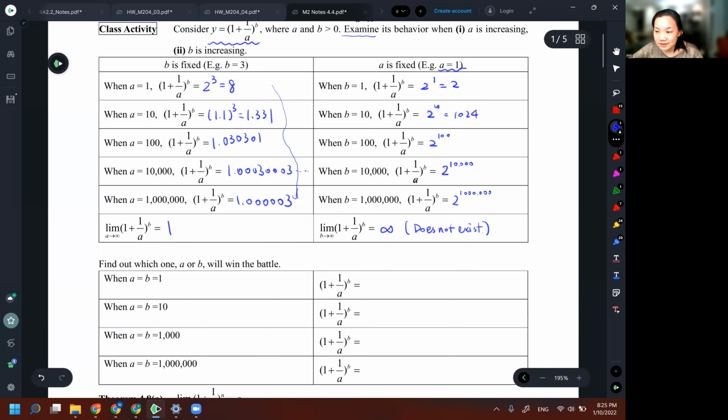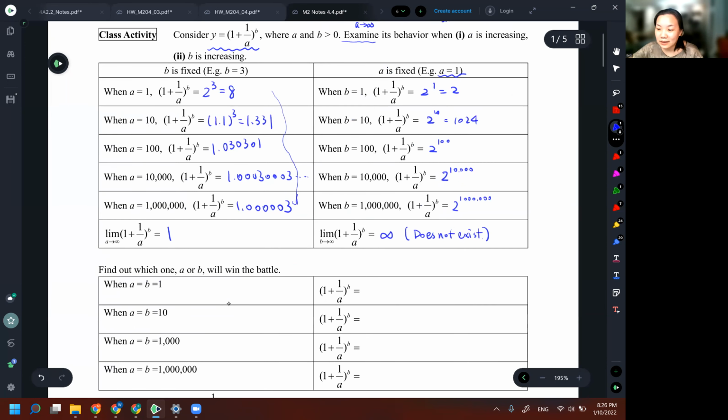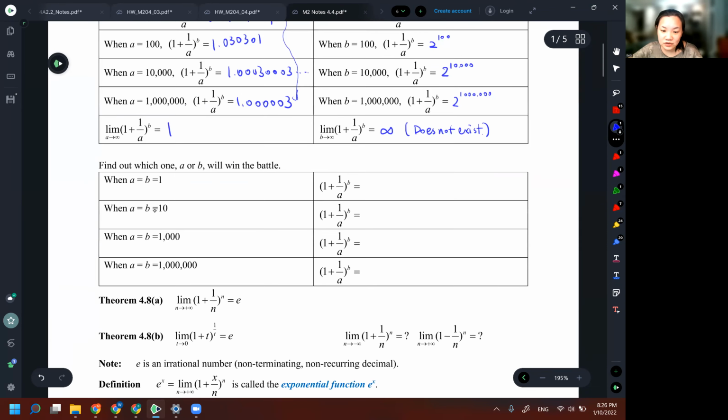Now, the problem is, what if I send A and B to infinity at the same time? It's like a battle between A and B. At once, on one side, A is bringing Y down, and on the other side, B is bringing Y to increase indefinitely. But which one would win? So the next activity is to find out which one, A or B, would win the battle. Is it that Y tends to 1 or Y tends to infinity, which one is it?